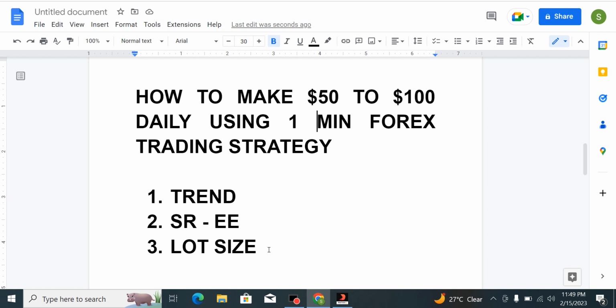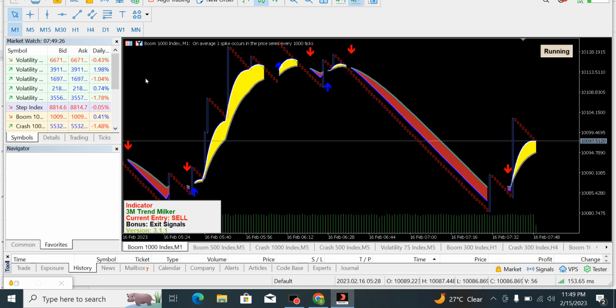But this time around we will be looking at the 2 minute strategy. But before we go fully into it, let's check out what is happening with the 1 minute strategy. This is Boom 1000. Like I said, the trend is always important. When you are in the wrong trend, you stay away from the market.